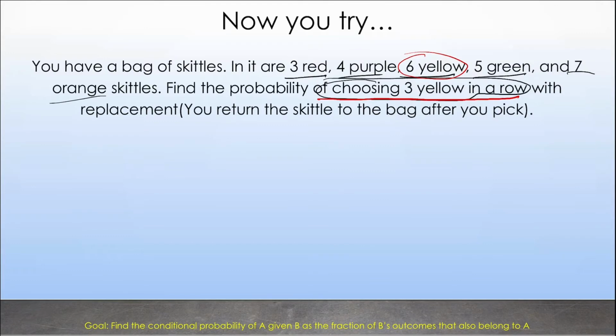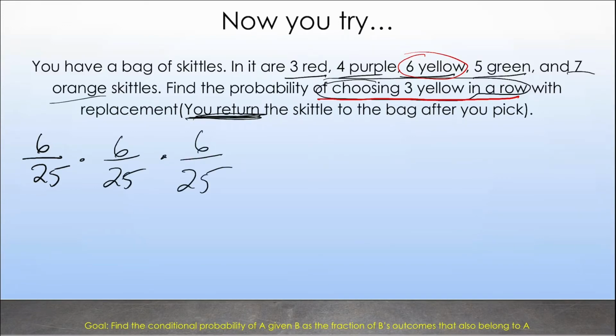Okay, so on the first draw, we have a 6 of 25 chance. And remember, we return the Skittle. So on the second draw, I still have a 6 out of 25 chance. On the third draw, 6 out of 25. You can multiply these all out. For these ones where we return it, notice all of these fractions are the same.